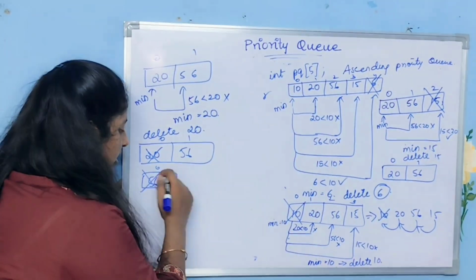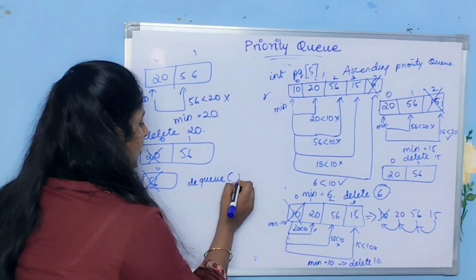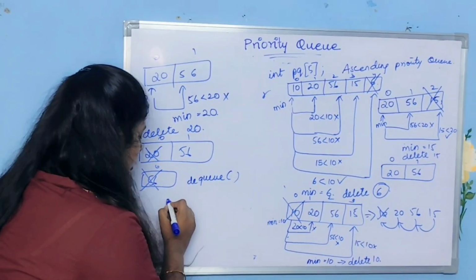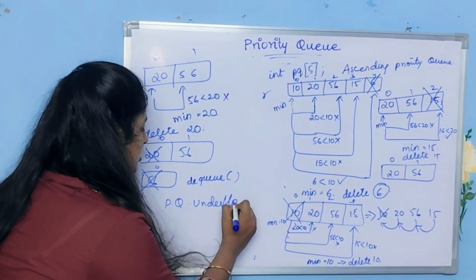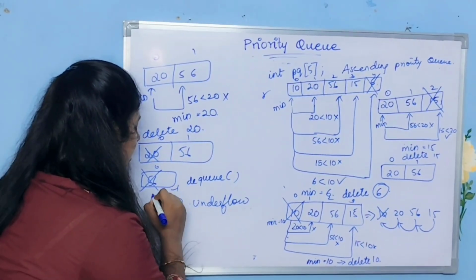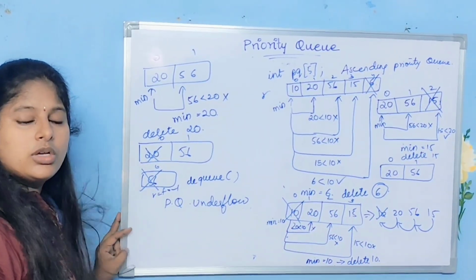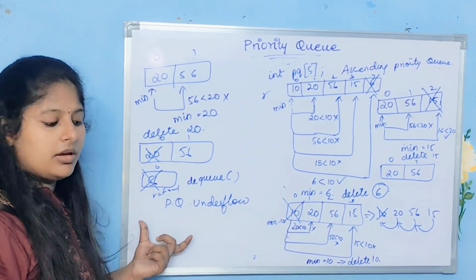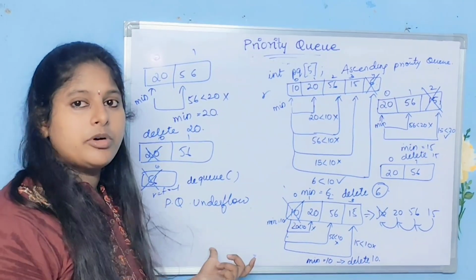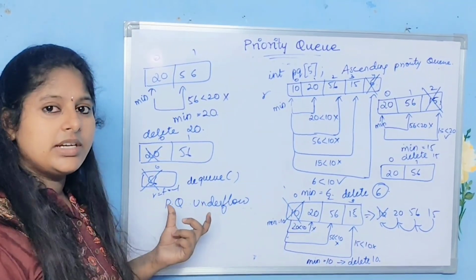So this is how you perform priority queue operations. Now after deleting this also, in case you perform a delete operation again, what happens? Priority queue underflow condition. Since front and rear are already at -1, you cannot delete from an empty queue. So it becomes priority queue underflow. This is how you perform priority queue operations, and this is what we call an ascending priority queue.